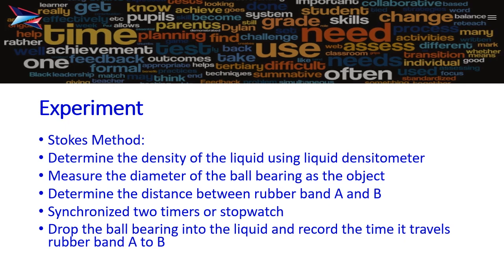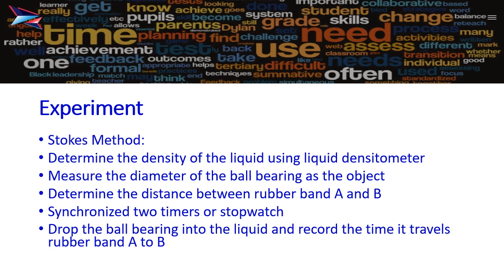The third step is to determine the distance between positions A and B. These positions need to be in the range of the motion where the object is already at terminal velocity. We mark these two positions with rubber band A and rubber band B, and you measure the distance between these two, so you know how far apart positions A and B are.